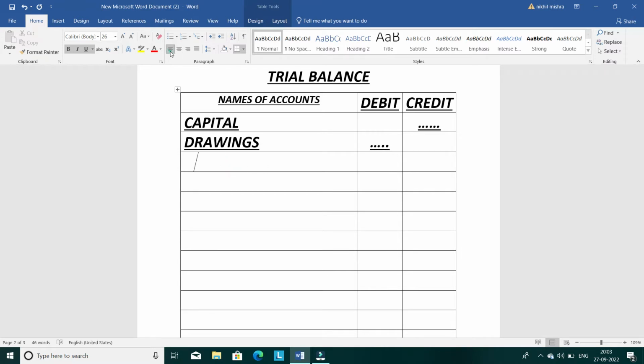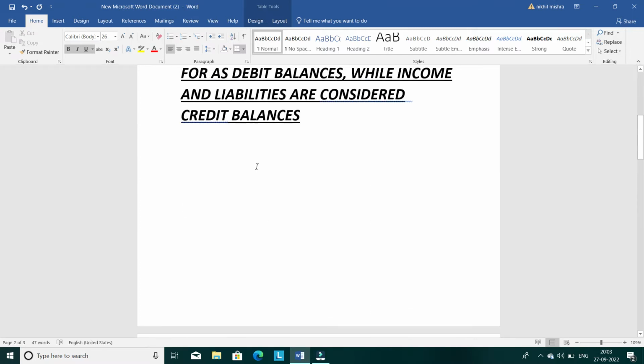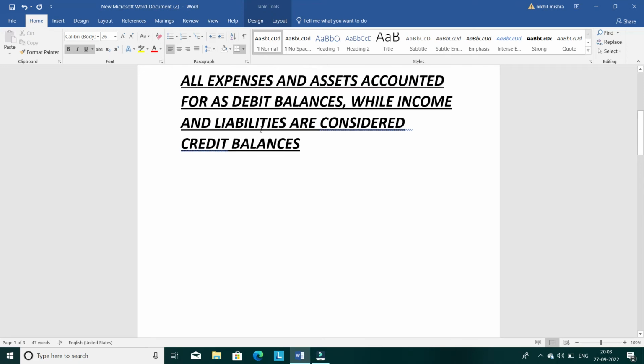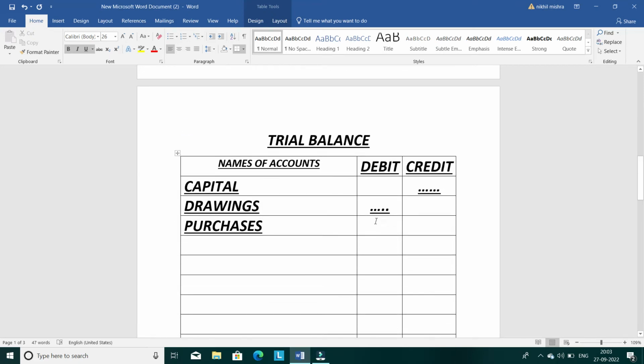Next we are having purchase. Like purchases, purchase is what? Purchase is an expense. When you purchase any good you have to pay money, so it is an expense. So I showed you here, all assets and expenses will come in debit side. Okay, so purchase is an expense, so we write its amount in the debit side.